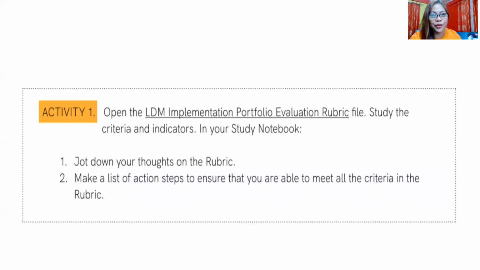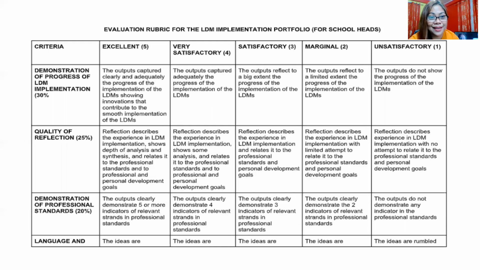And so for your activity 1, you have to open the LDM Implementation Portfolio Evaluation Rubric file. You have to study the criteria and indicators. And in your notebook, you have to jot down your thoughts about the rubric. Make a list of action steps to ensure that you're able to meet all the criteria in the rubric. This is some sort of annotation or justification that you're able to do your tasks and responsibilities in answering this course.